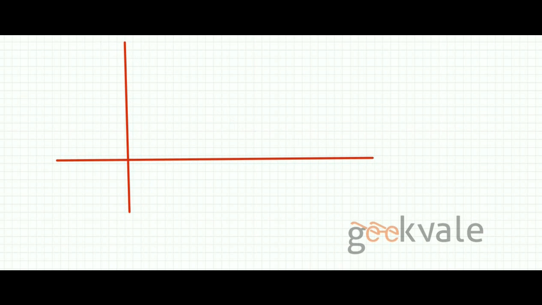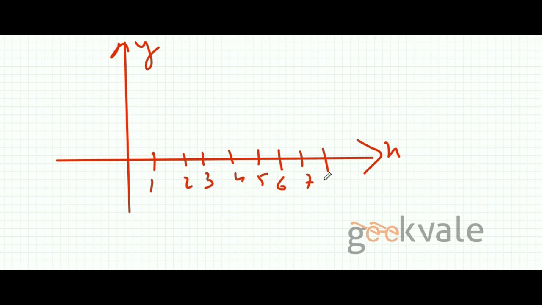Alright, let's draw some random points. So we have the y-axis, the x-axis. We're going to go with the positive x-axis and the positive y-axis, just the first quadrant, both positive. Let's say we have 1, 2, 3, 4, 5, 6, 7, 8, and here we have 1, 2, 3, 4, 5, 6. Okay, that should do.